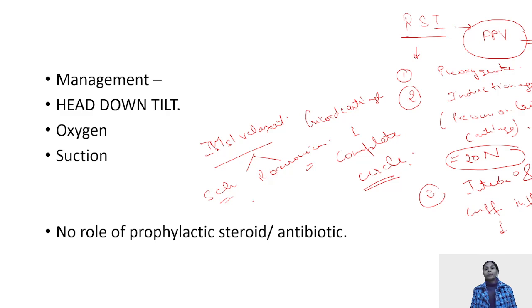So when you are expecting a difficult airway, please don't attempt RSI along with rocuronium until and unless you have Sugammadex in hand with you. Now, if aspiration pneumonitis is suspected, the next line of management is that you have to provide the patient with oxygen, suction, and head down tilt, such that the gastric contents don't go inside the trachea and they come out from the mouth where you can suction.